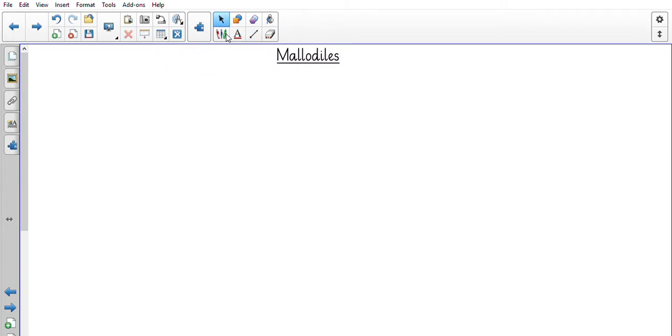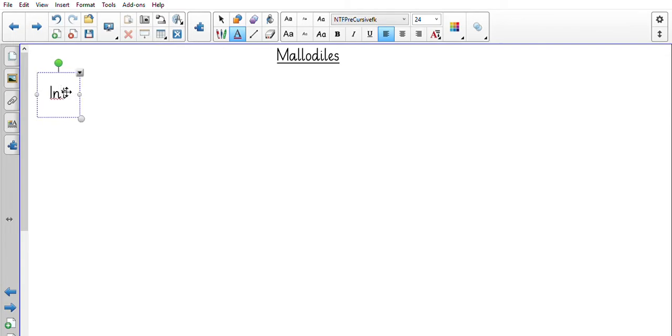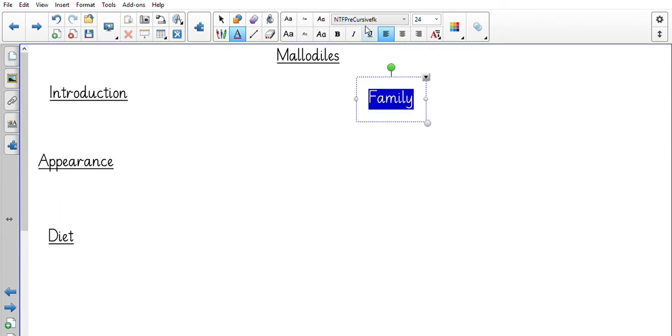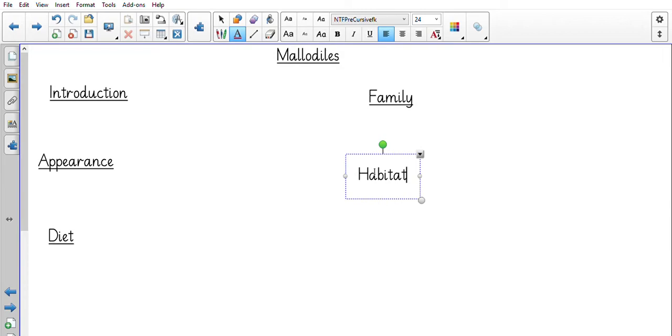And then your introduction. And then think about the other subheadings you might have. So you might have appearance. So what do they look like? You might have diet. So we know what they eat. Family. Habitat. Okay, so it's up to you. But by the end of your text, I should know exactly what your creature looks like. I should know what your creature eats and what is the predator of your creature.